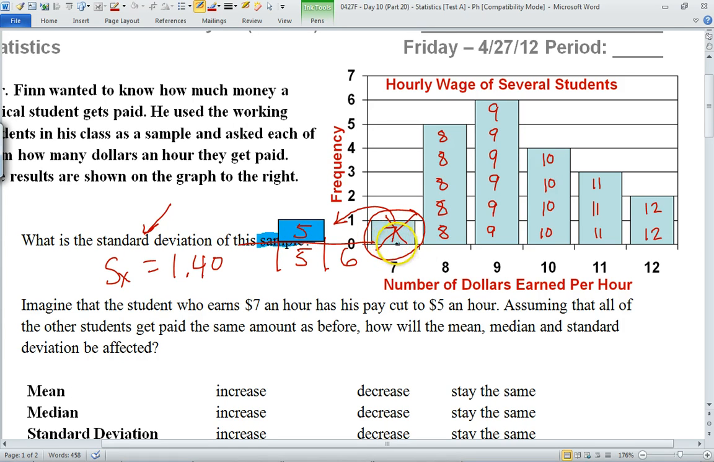So by making that change, let's talk about the mean. Do you think the mean is going to increase, decrease, or stay the same? Go ahead and hold up one finger for increase, 2 fingers for decrease. No, I changed my mind. Give me a thumbs up for increase, thumbs down for decrease, and hold up a fist if you feel like they will stay the same.